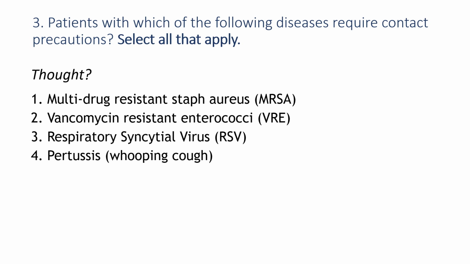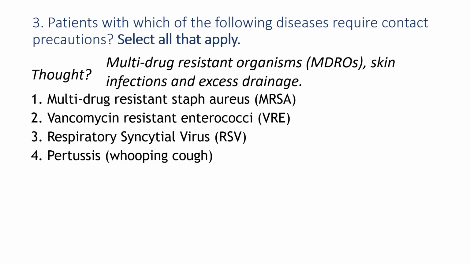And the answer here is number 1, 2, and 3. And the thought is just what diseases require contact precautions, and it's those that are multi-drug resistant organisms. That would be numbers 1 and 2, MRSA and VRE. Anything that's a skin infection, and anything that has excessive drainage. And in this one also, don't forget that RSV, that pediatric disease, is both contact and droplet. Pertussis is only droplet. Pertussis is not contact too.